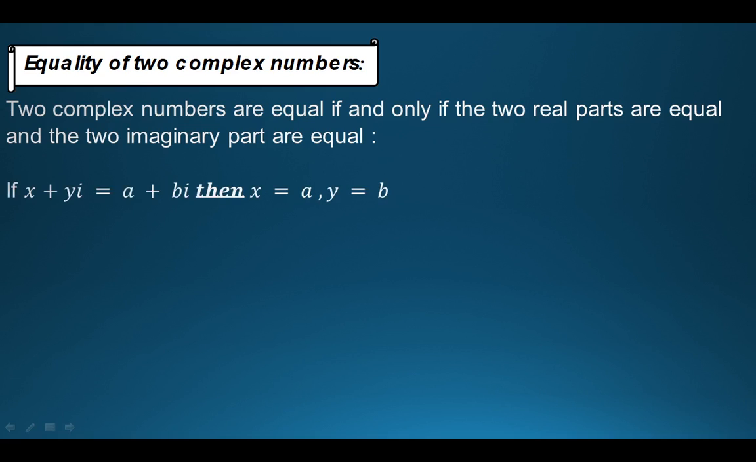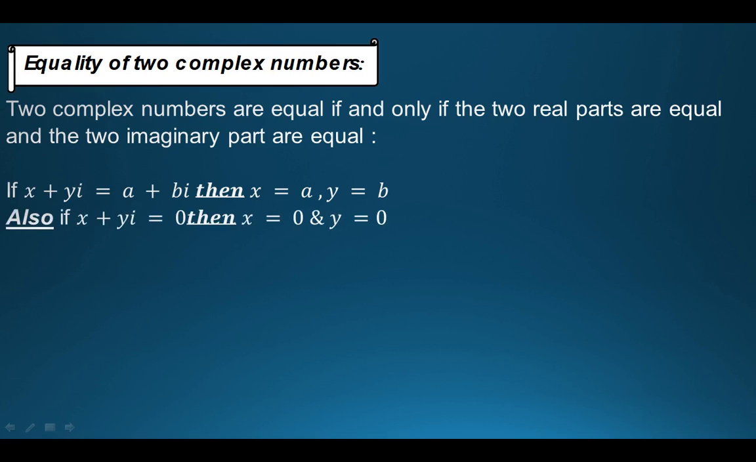Okay? So, if x plus yi, this is a first complex number, equals a plus bi, a second complex number, the two complex numbers are equal to each other. So, the real part, which is x, equals the real part in the second complex number, a. So x equals a and the imaginary part y will be equal to the imaginary part b.